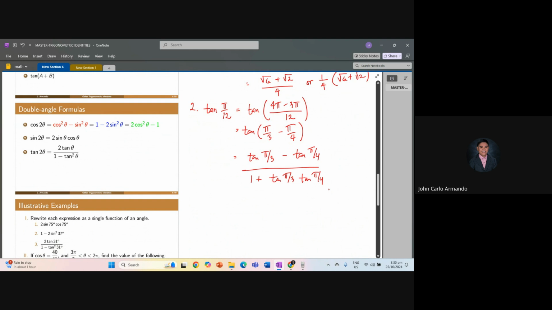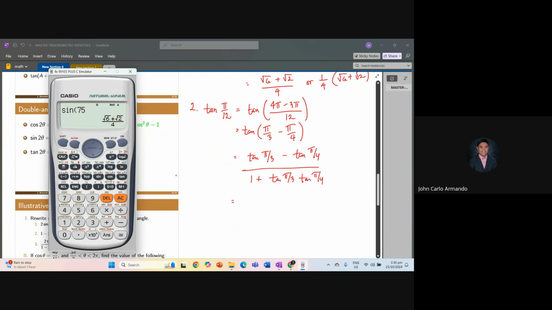But since calculators are available, this is just an illustration on how we use this. You can simply solve it. So what is tangent pi over 3?